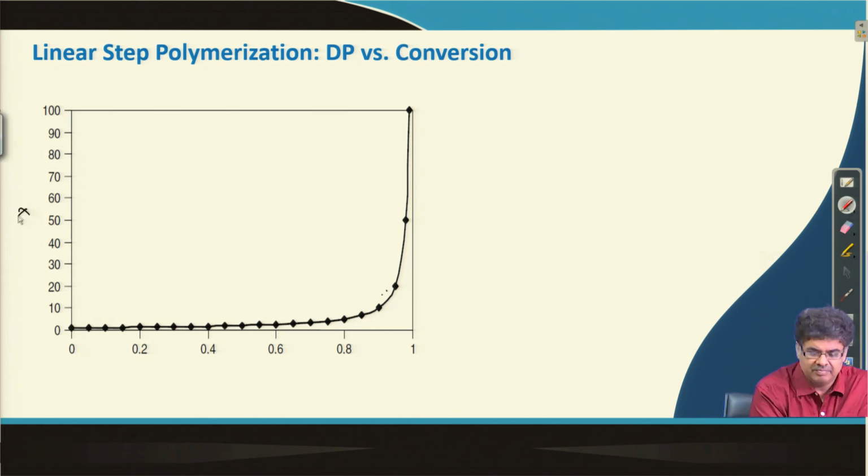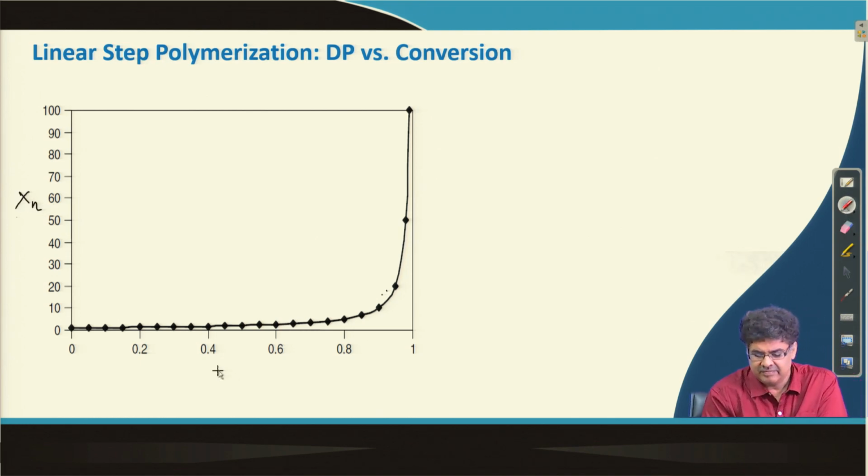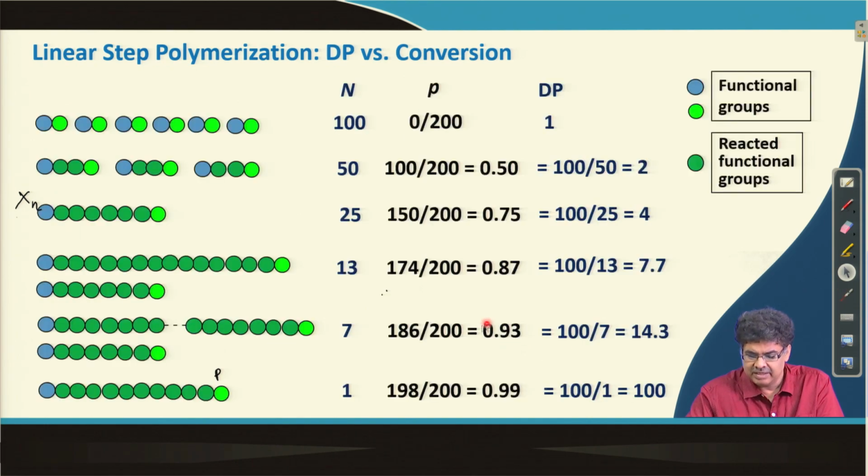versus conversion p, then the graph will look like this, as we have seen in the last lecture also: unless we go to extremely high conversion, our molecular weight or degree of polymerization is not high. For example, in the last example, even when the conversion was 93%, the degree of polymerization was 14.3.